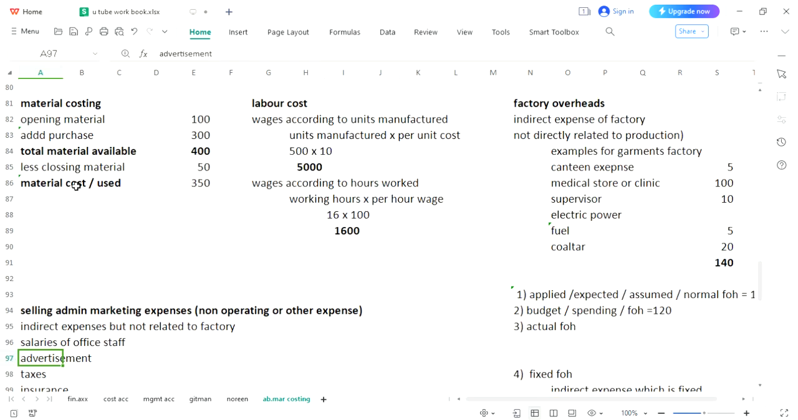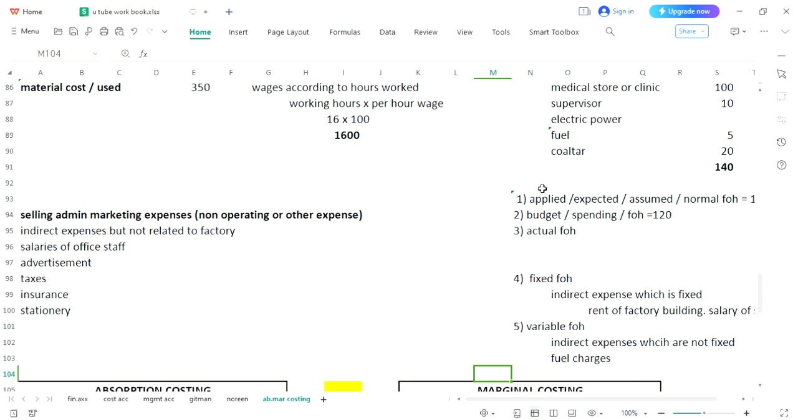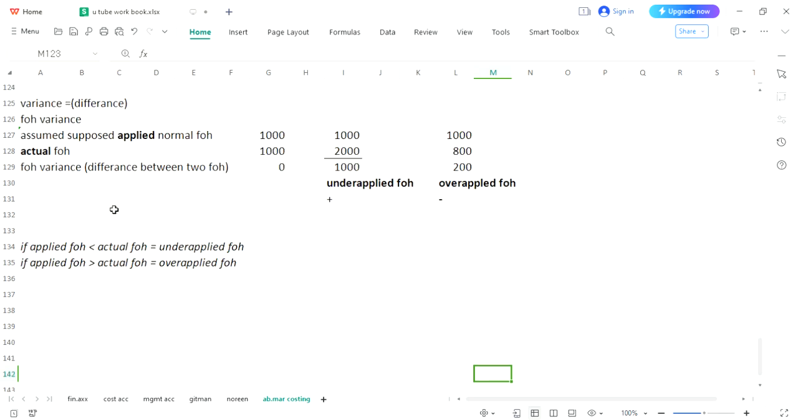Very first thing to focus on is your FOH, and you are requested to see these 5 types of FOH and make your own mind. Use your own tools. How you will remember these things: applied, budget, actual FOH, fixed FOH, variable FOH. Please make your mind for this particular FOH, and then you come over here. At the last stage, we have distinguished under applied and over applied FOH. Read it again, make your mind, and practice again and again.